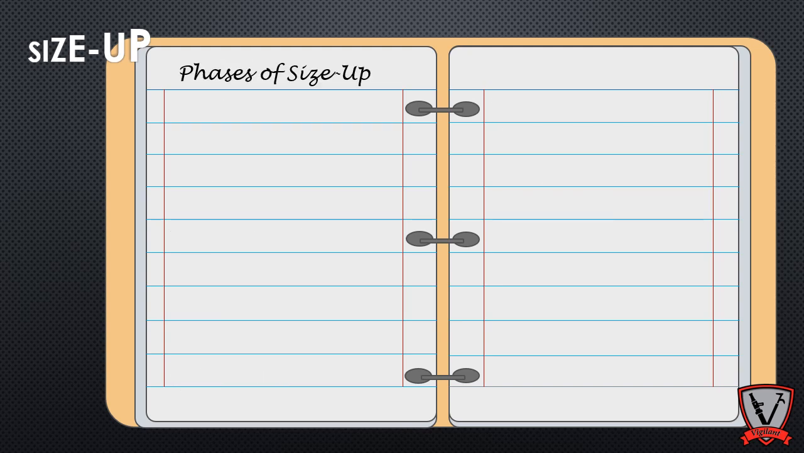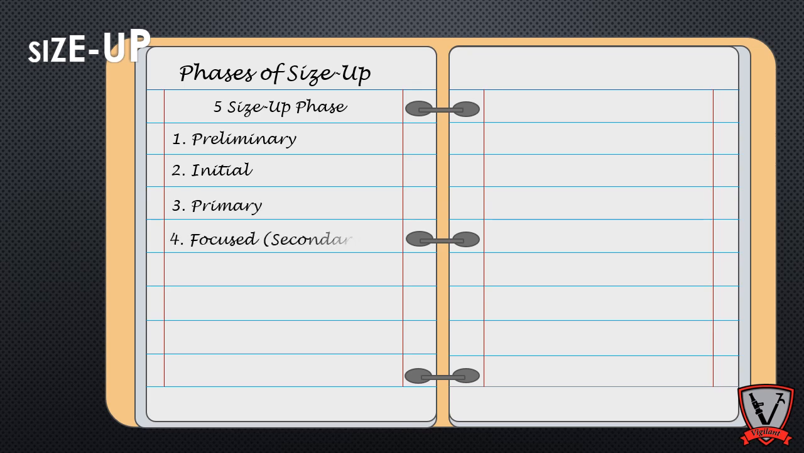The Vigilant Fire Service Size-Up training method has 5 different phases. These phases are preliminary, initial, primary, focused or secondary, and the functional phase.